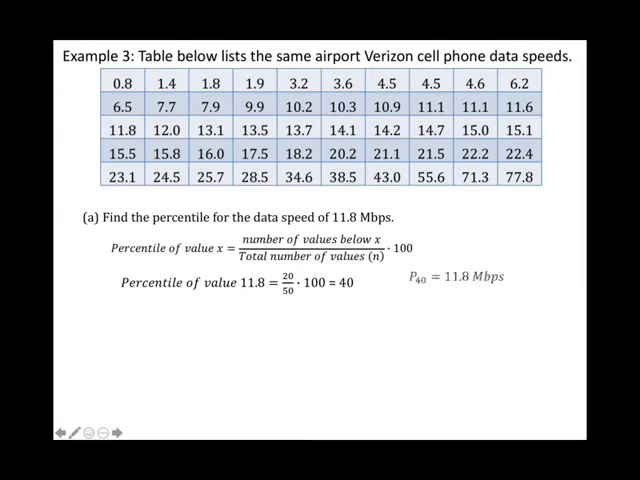That means P40 equals 11.8. It means there are 40% of the data below 11.8 and there are 60% of the data above it. And we call this the percentile. Now I want you guys to try to find the percentile for the data speed of 15.